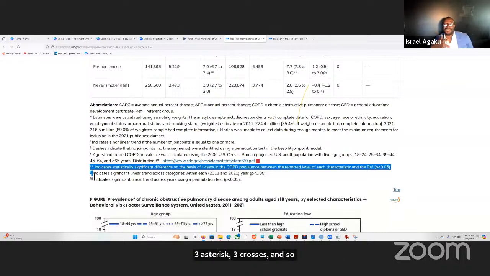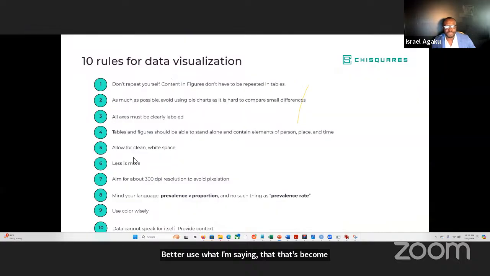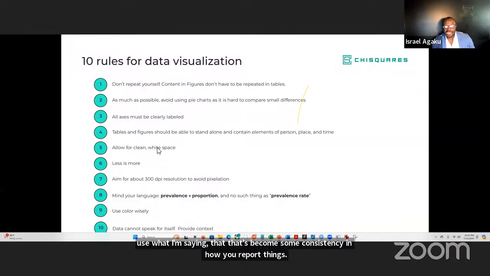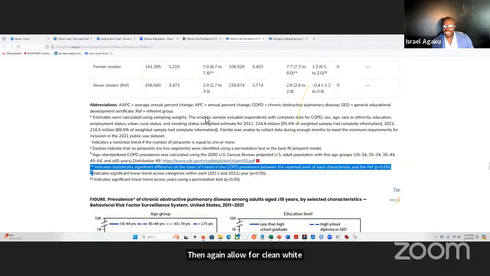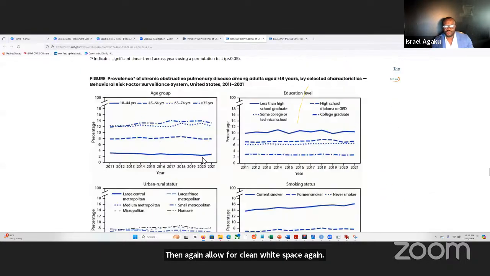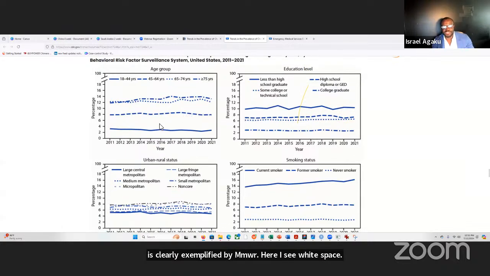When we're done with that cycle, we'll go to 3 asterisks, 3 crosses, and so on and so forth. So it makes it easier for a reader to just know that, oh, wow, there must be other symbols up there because I clearly see that we are at 3 asterisks. Where are the other ones? You don't have to follow exactly what MMWR does, but what I'm saying is that there has to be some consistency in how you report things. Then again, allow for clean white space. Again, this is clearly exemplified by MMWR here. See white space. It's delightful looking at this. So white space is good.